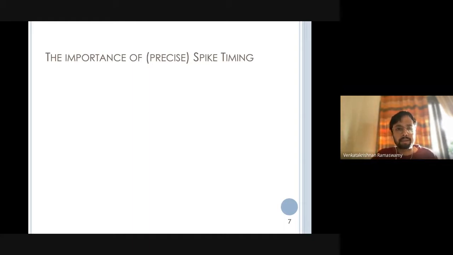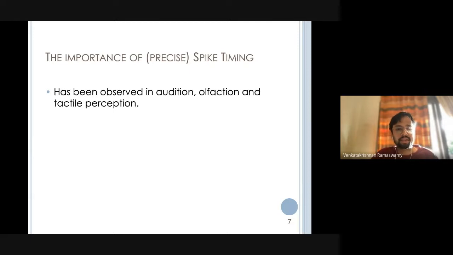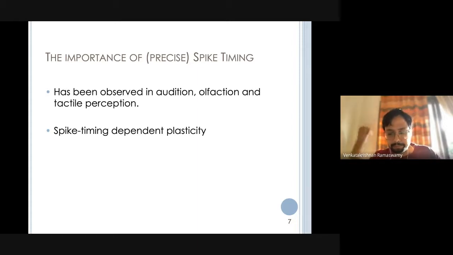But now there is also the importance of precise spike timing. What this abstraction loses is information about the timing of individual spikes. This has been observed to be important in certain modalities such as audition, olfaction, and tactile perception, where one can find aspects of stimulus or behavior that are correlated with aspects of spike timing. And then there are learning rules. There's a learning rule called spike timing dependent plasticity, which strengthens or weakens the synapses depending on the precise arrival time of spikes versus the time of firing of spikes.